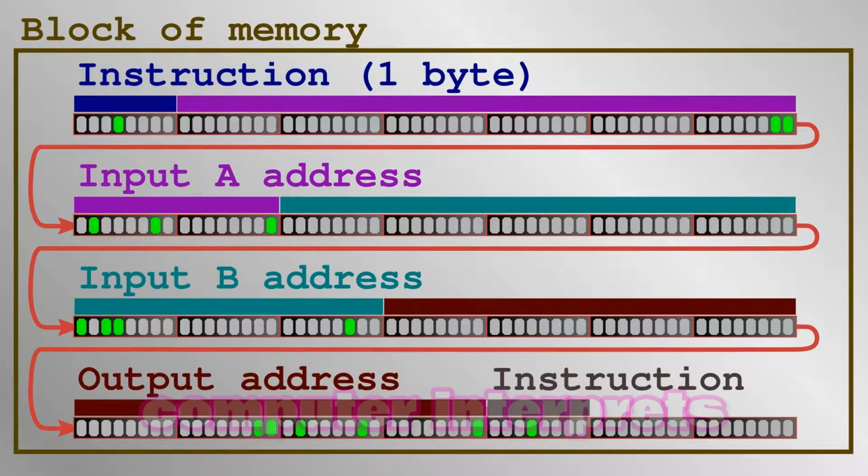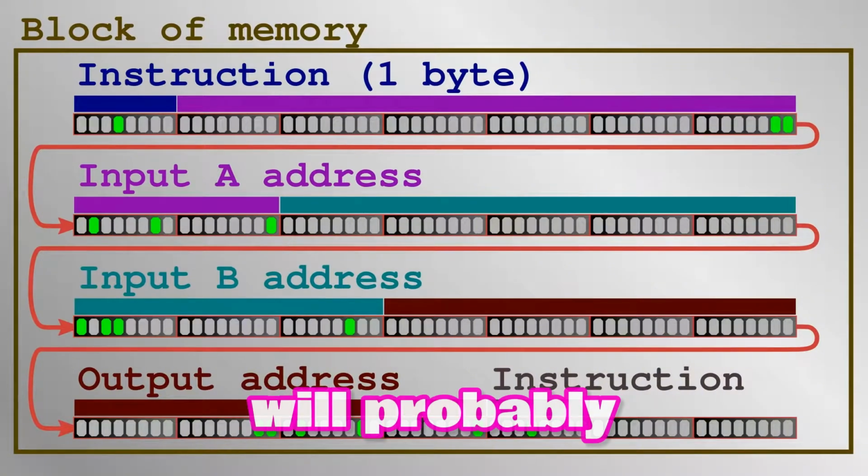To start with, the computer interprets byte number 0, the one at the very start of memory, as an instruction, and thereafter goes from instruction to instruction. Conversely, if there has been an error and the next instruction is not where it's supposed to be, tough luck, the computer will probably crash.